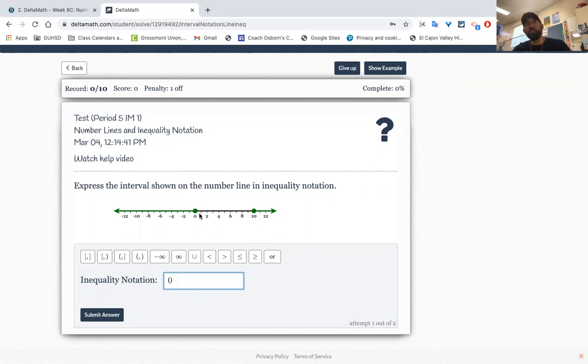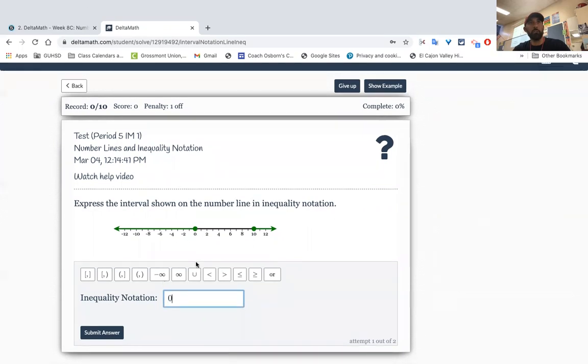Now, if you guys notice, I've got this going in different directions. One's going to the left, one's going to the right. All right. So if they are going different directions, you have two separate statements. You're going to write two separate ones together.